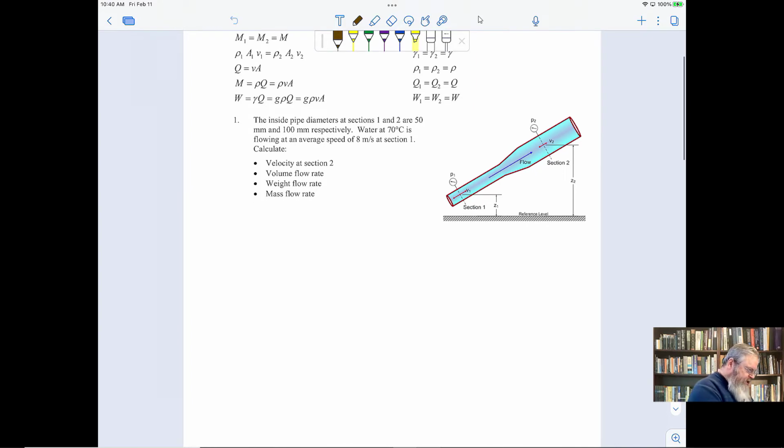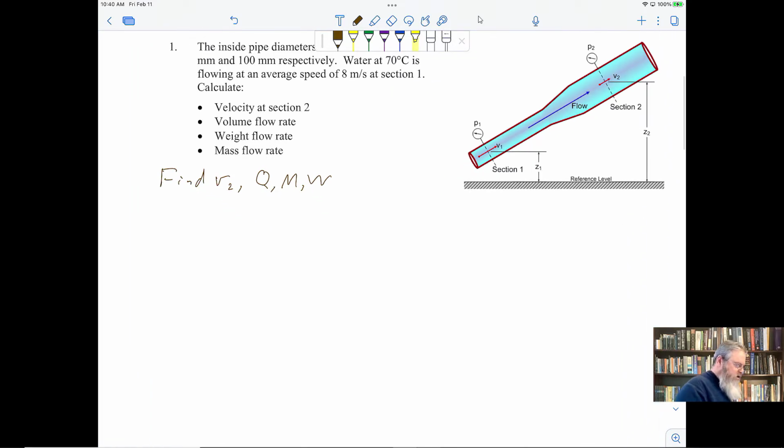Okay, so I guess the problem statement is find V2 and Q and big M and big W, given a few things. Those few things are D1 is given as 50 millimeters, D2 is 100 millimeters, and V1 is 8 meters per second. And that's pretty much all we know, except we need some material properties because we have water at 70 degrees Celsius. We're going to want the properties of that.